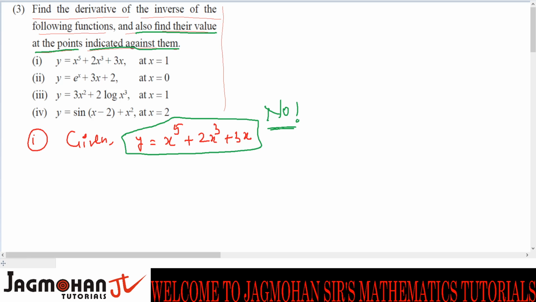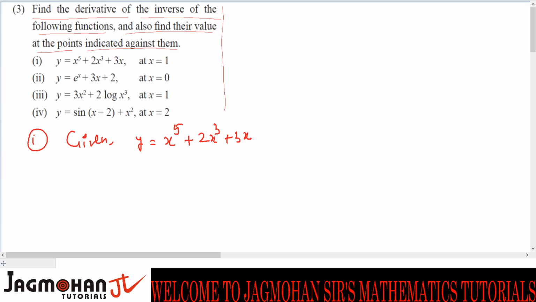So what is important here, students, is that I don't have to find derivative of the given function. I have to find the derivative of inverse of the given function. Now look at this given function. The given function is y equals f of x. So the inverse of this given function will be x equals f inverse y. In order to find the derivative of inverse of this given function, I have got two methods.